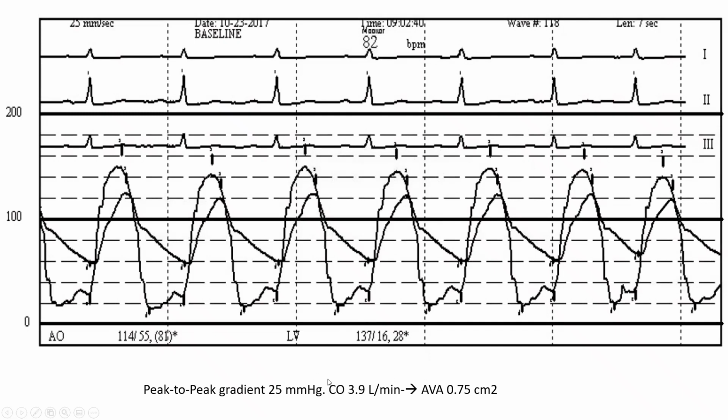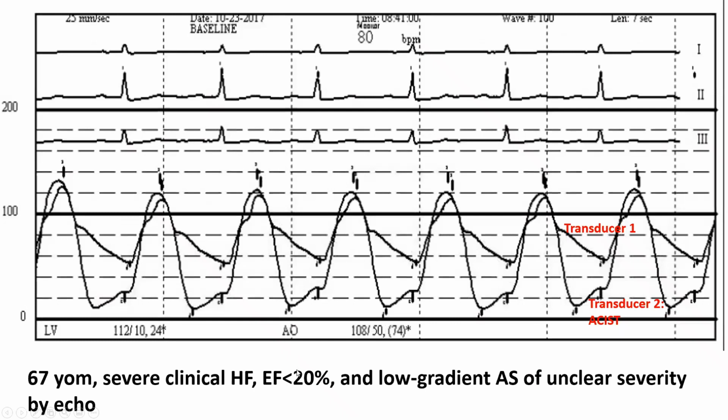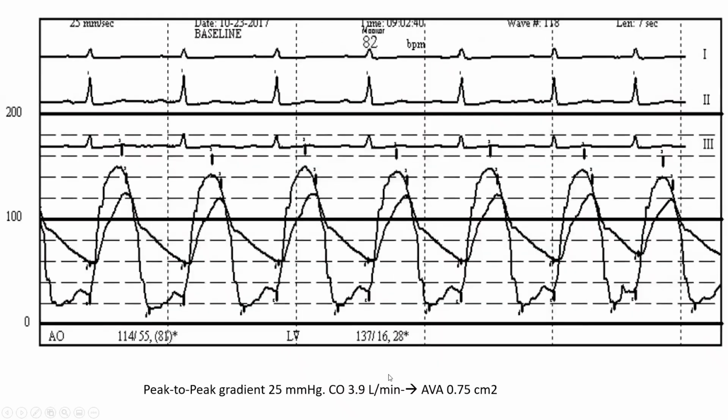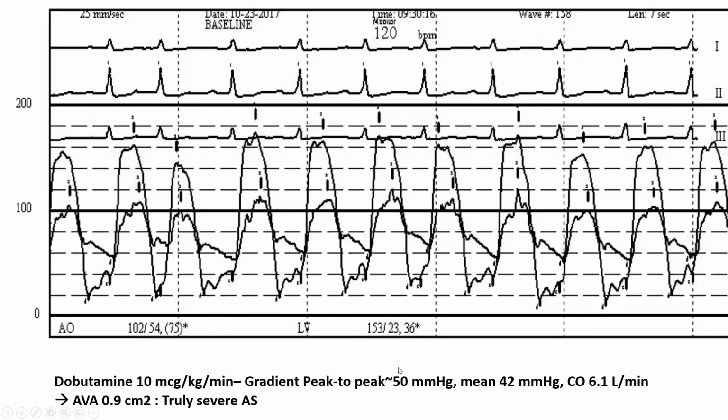So we have in this case low gradient AS with a valve area less than 1 in a patient with severely low EF. This is a case where we do dobutamine to assess the severity of AS. And this is what we did here. We gave dobutamine. At one point, we go up to 20 microgram per kilogram per minute. We start 5, then 10, then 15, then 20, 5 minutes each level. If at any point you hit your goal, you're done, you proved it.